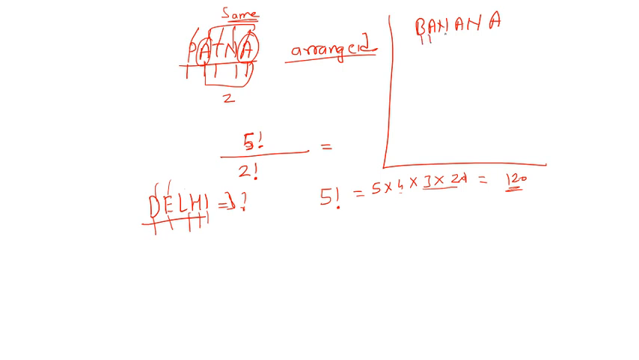Now, 1, 2, 3, 4, 5, 6. Definitely 6 factorial. Now see, how many times is A repeated? 3 times, so down it will be 3 factorial. Another letter, N, is repeated 2 times, that is 2 factorial. So the answer is 6 factorial divided by 3 factorial divided by 2 factorial. This is the answer for this question.